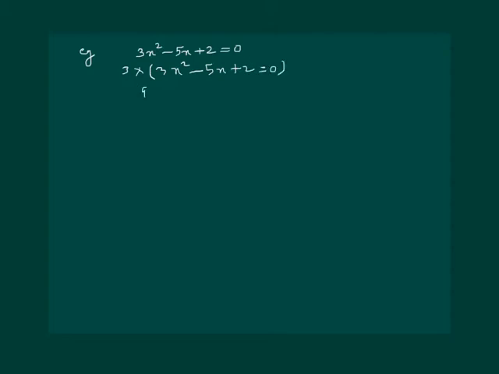This gives us 9x square minus 15x plus 6 equal to 0. Now this is an equivalent equation of the given equation, and the solution of 9x square minus 15x plus 6 equal to 0 will also be the solution of 3x square minus 5x plus 2 equal to 0. Now let us look at how we can make the x terms into a perfect square.